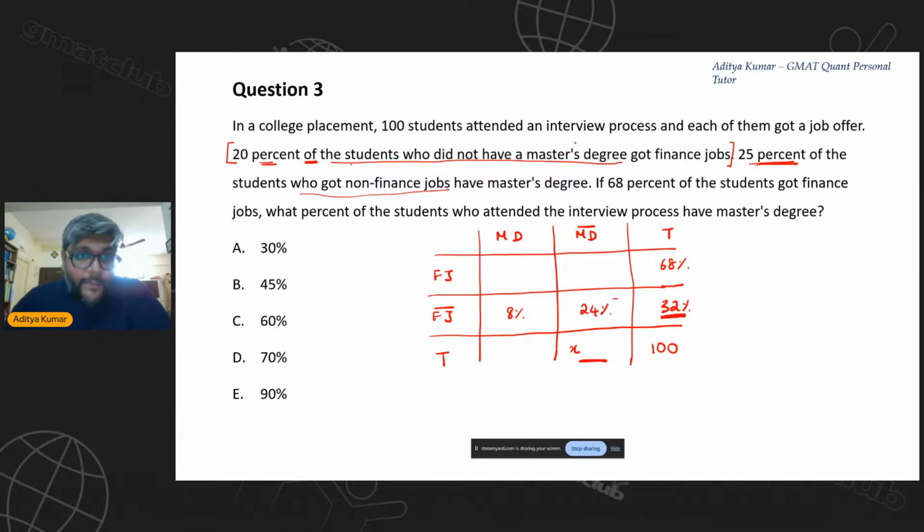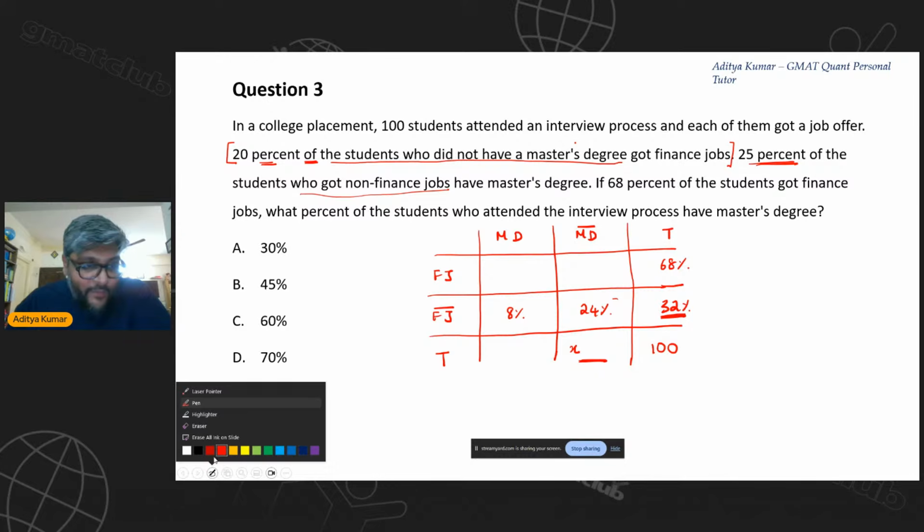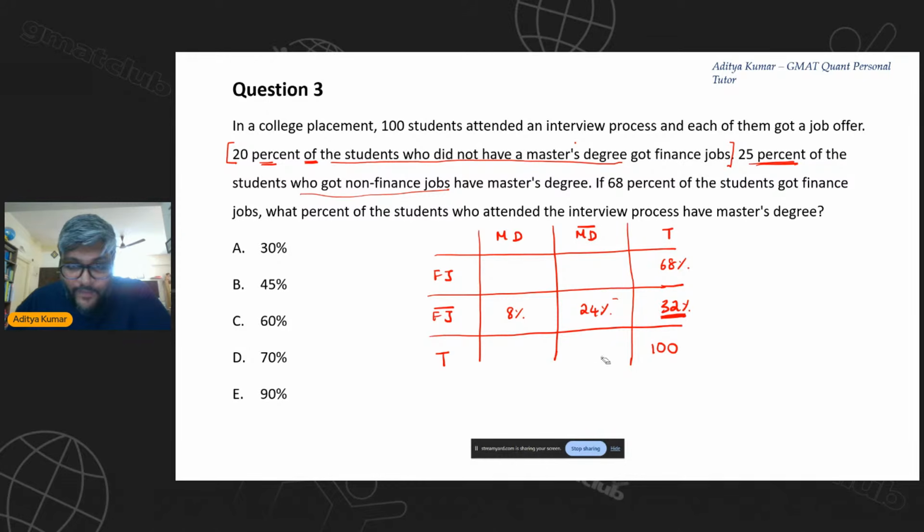And I have 20% of the students who did not have a master's degree, right, got finance jobs. So now think about it, right? What is the other piece of information that I can put in the table? Any other piece of information that I can quickly fill up in the table, guys? What else can I fill up with the information that I have? 20% of the students who did not have a master's degree got finance jobs. So if this is X, that would be 20% of X. What else can I fill up?